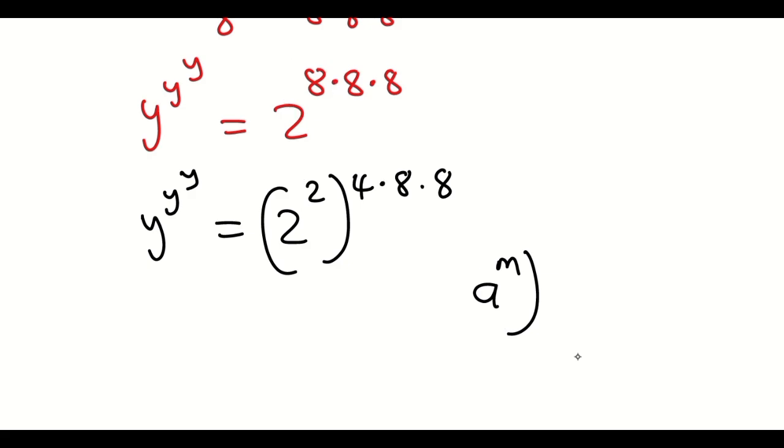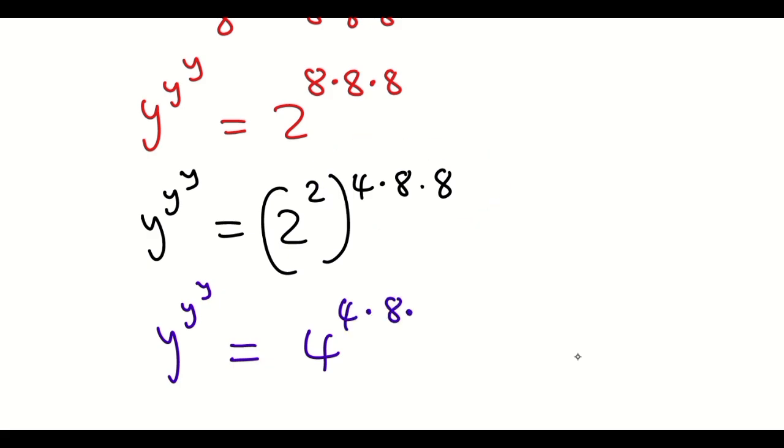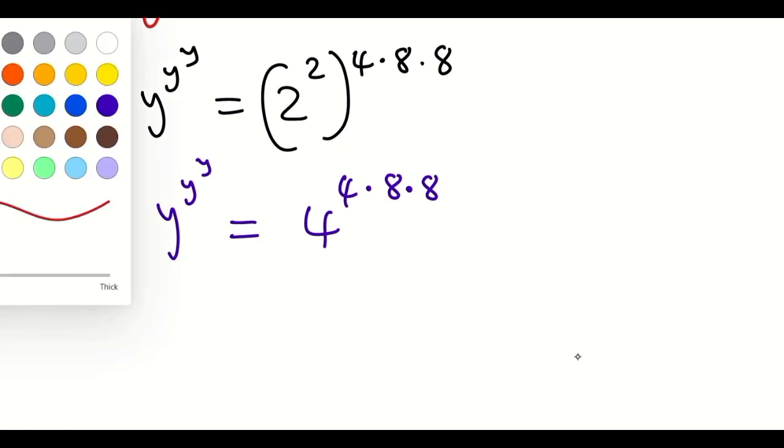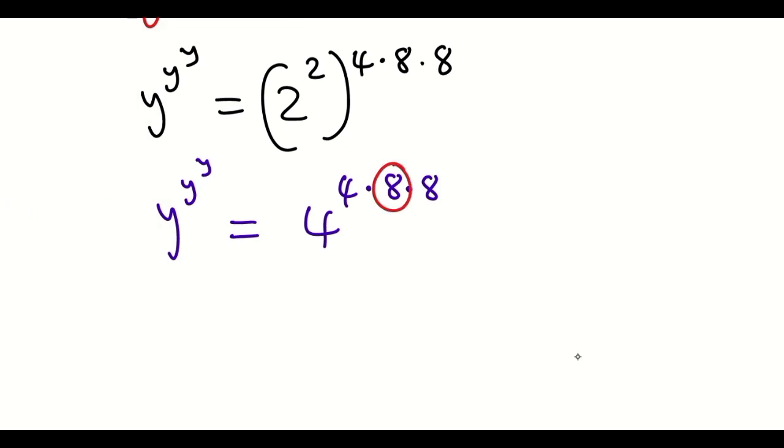So moving on, what is 2 raised to the power of 2? What I have here, that will give you 4. So let's do that. y raised to the power of y raised to the power of y is equal to 2 raised to the power of 2 is 4. So we have 4 raised to the power of what? 4 times 8 times 8. So my goal now is to see how I can change this 8 to 4 and this other 8 to 4, so that I will just have 4, 4, 4. Perhaps that would work like that. So let's write it like that.